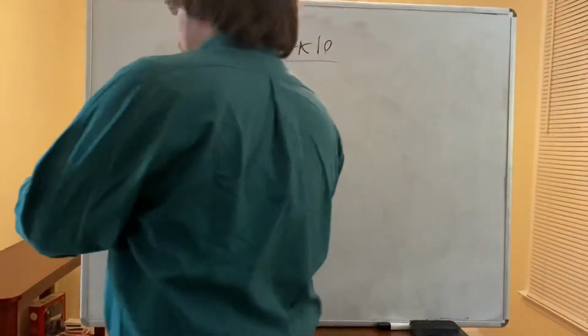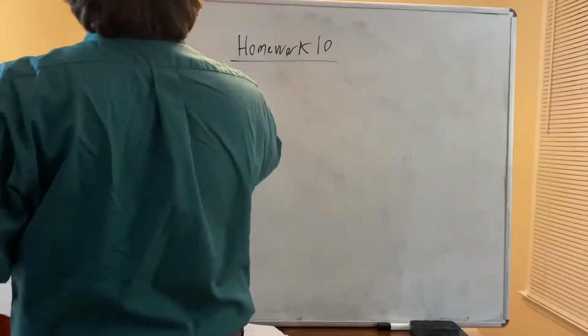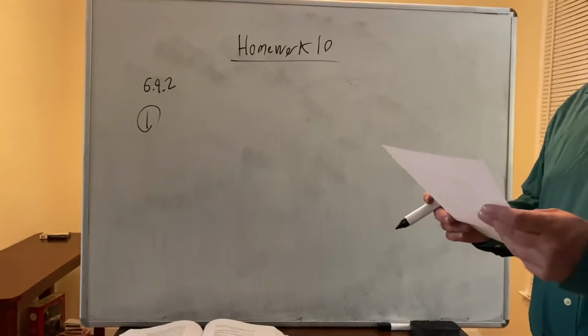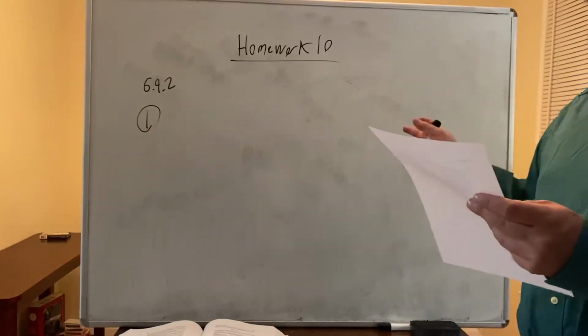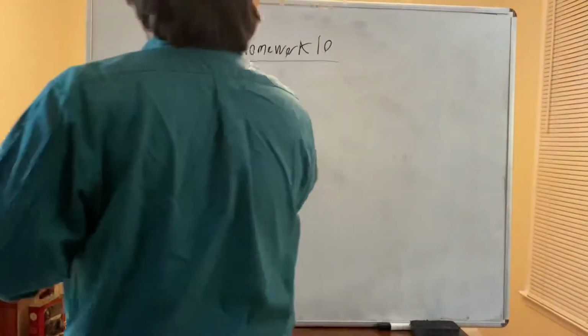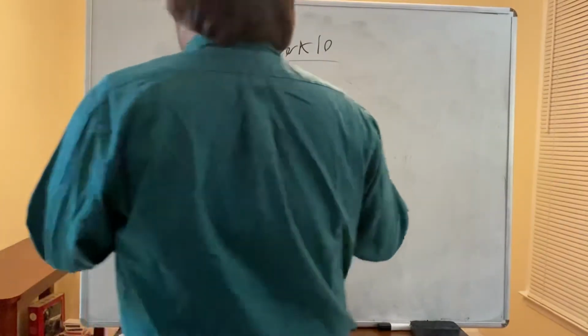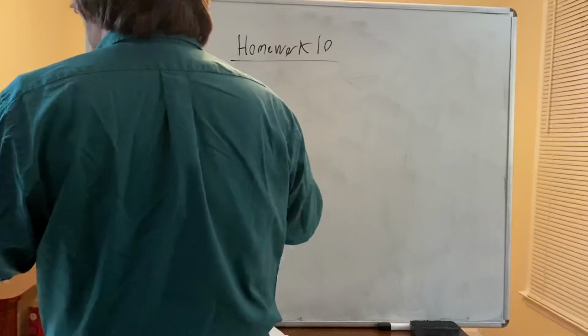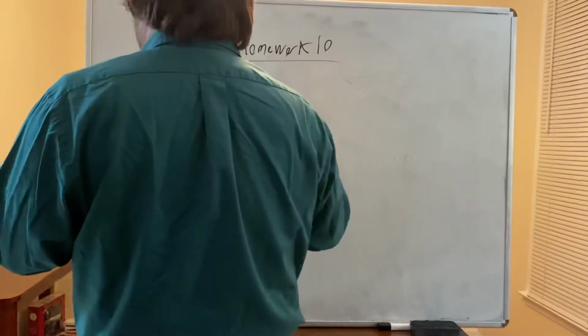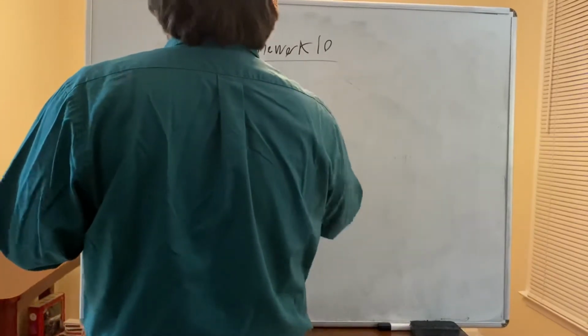Okay, so the next section is 6.9.2. Number 1. If capital X is a random variable having a normal distribution with mean mu equal to 2 and standard deviation sigma equal to 0.5, find each probability. For part A, we want to find the probability that X takes on a value greater than 3.